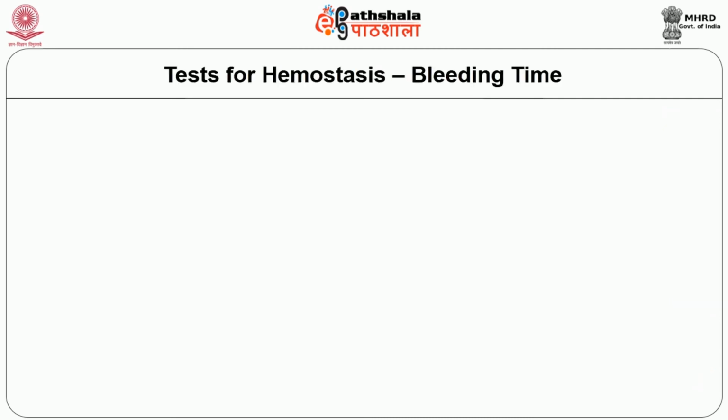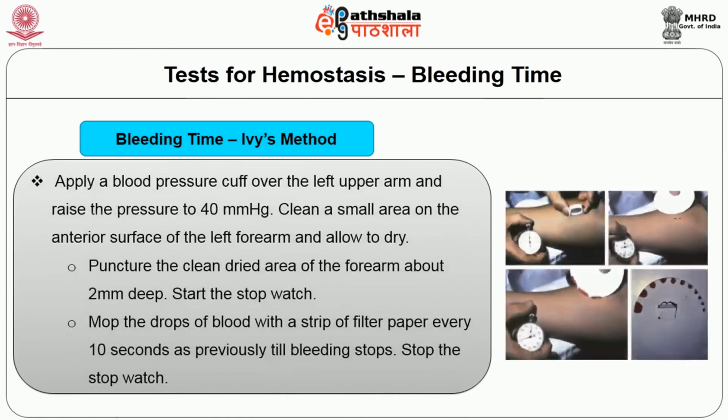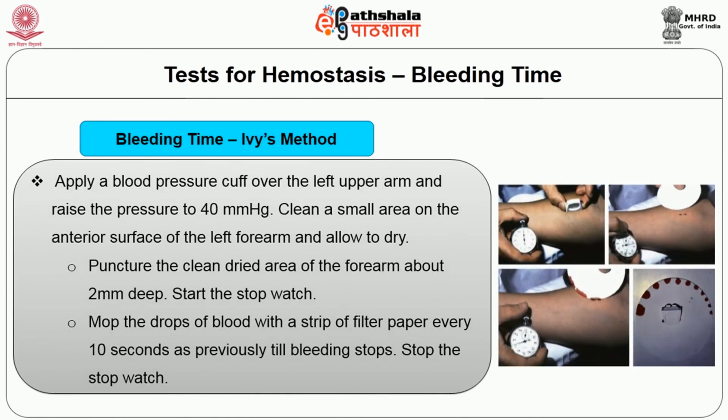The bleeding time can also be done by another method called Ivy's method. Here, you apply a blood pressure cuff over the left upper arm and raise the pressure to 40 millimeters of mercury. Now, you clean a small area on the anterior surface of the left forearm and allow it to dry. After it has dried, puncture the clean dried area of the forearm about 2 millimeters deep.